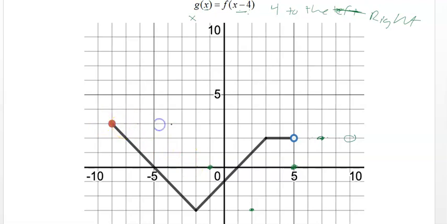1, 2, 3, 4. So the graph is moved to the right. This will be a closed circle. It's the end of my domain. I draw my lines. I could draw them better on paper or with a ruler, I'm sure. And there is your graph of g of x. Okay, now we're going to take a look at the next one. If you haven't done it yet, stop the video and then come back.